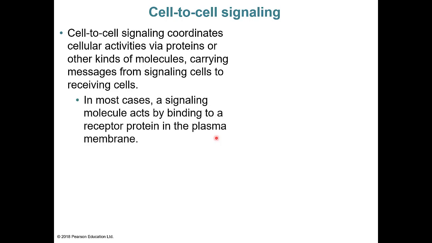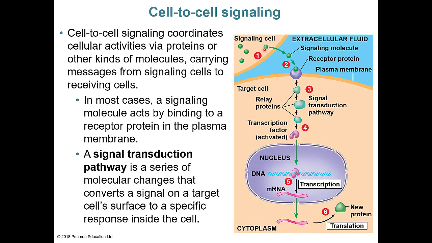In most cases, we have a signal molecule that will go and bind to a receptor protein on the plasma membrane of the other cell. So in number 1, we see that the cell is sending a signal. It's going over, and in number 2, we see that that signal is binding to a receptor protein on this other cell. Number 3 is what we call signal transduction.